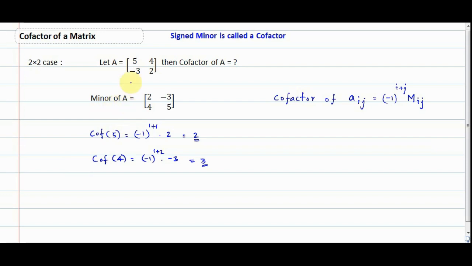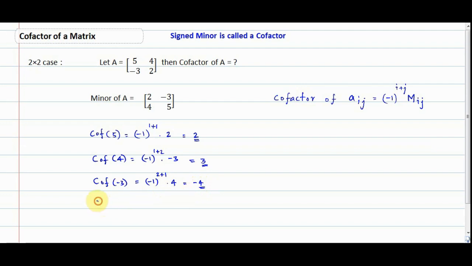Now let's calculate the cofactor value corresponding to minus 3. So the cofactor of minus 3 will be equal to minus 1 raised to 2 plus 1, as minus 3 is present in the second row and first column, into the minor value. The minor value of minus 3 is 4. So minus 1 raised to 2 plus 1 into 4. That will be equal to minus 1 raised to 3, that is minus 1. Minus 1 into 4, we will get minus 4. So the cofactor of element minus 3 will be equal to minus 4.